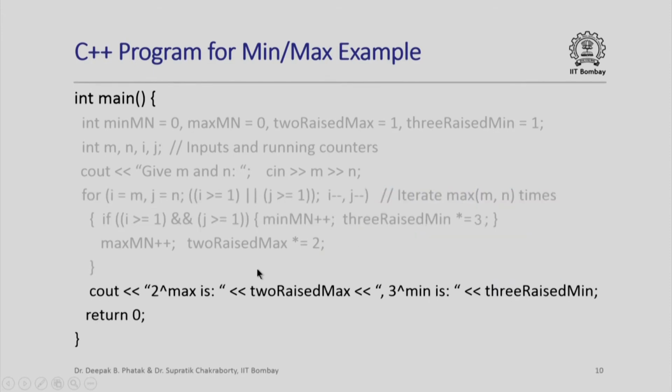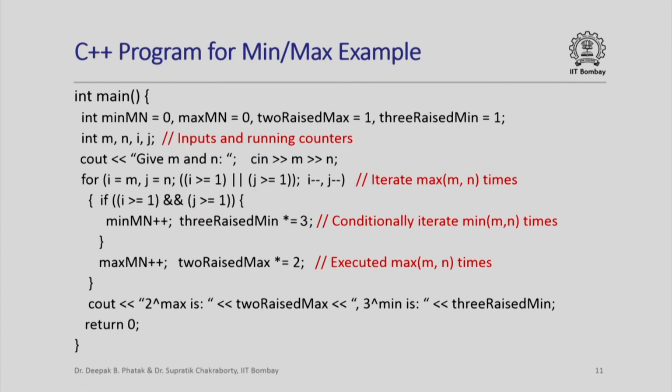And of course after I have done this, I could print out the value of 2 raised to max and 3 raised to min, and then return 0. So this is our first example. Now here is how the entire program looks like. I have just rewritten what we have already discussed, inserted some additional comments here for better readability of the program.